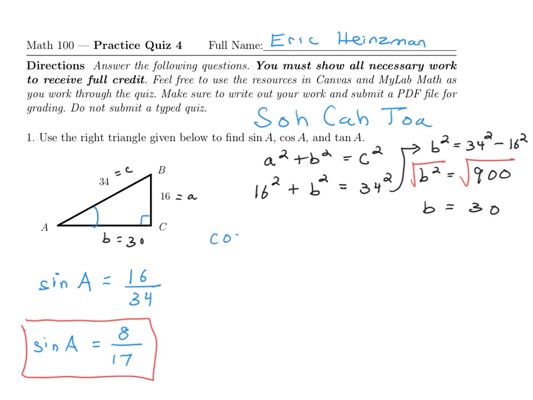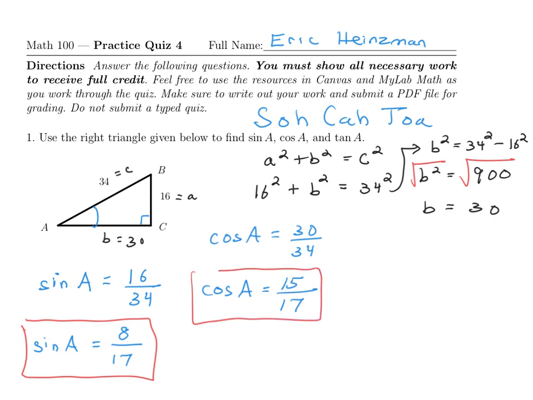Likewise, for cosine of angle A, cosine of this angle is the side adjacent to the angle, which is 30, divided by the hypotenuse, which is 34. So this is 30 over 34. Again, I think we can cancel a factor of 2. Dividing 2 into 30 gives us 15, and dividing 2 into 34 gives us 17. In reduced form, here is cosine of A.